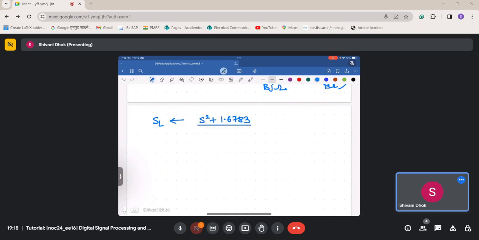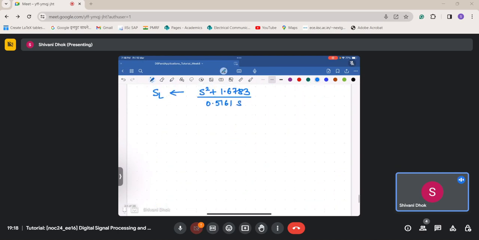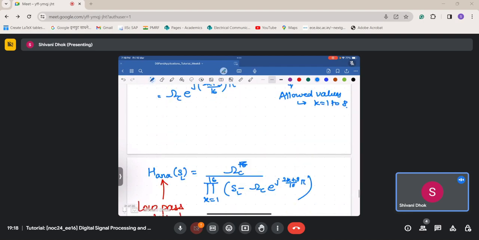Divided by B, which was the bandwidth we had found out in the same part, as 0.5161 S. Okay, so now let us substitute this in this expression. So now we'll have H analog of S, for the band pass filter which we require. This will be omega c to the power 8 divided by the product of k running from 1 to 8.